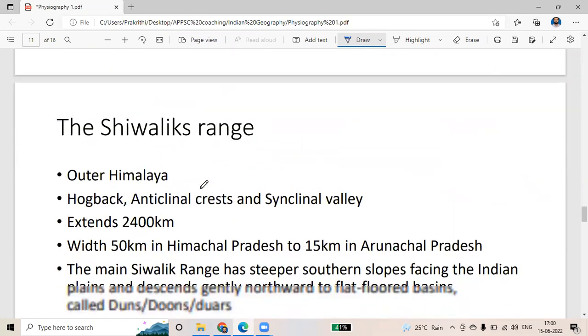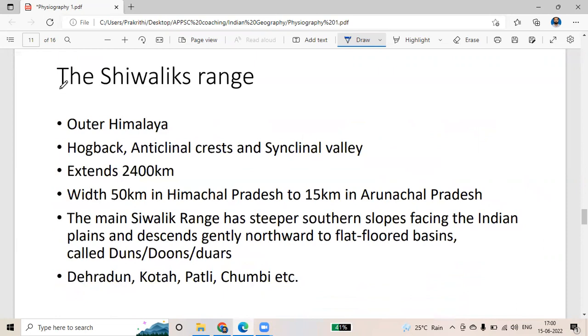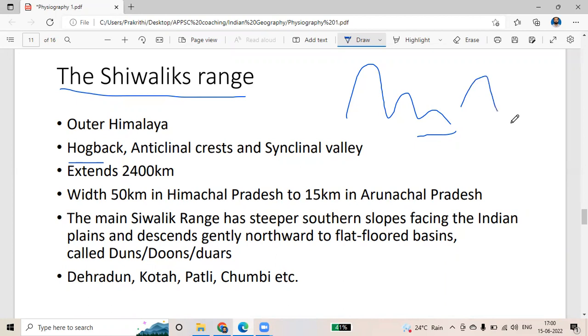Then the third one, that is the Shivalik range. The Shivalik range, actually, they call these the residual hillocks. The outer Himalaya. Now the innermost is done, the middle is done, then the last one, that is the outer portion. So the Shivaliks are actually the outer Himalayas. It also has a horseback shape, anticlinal crest and synclinal valley, it is like that.